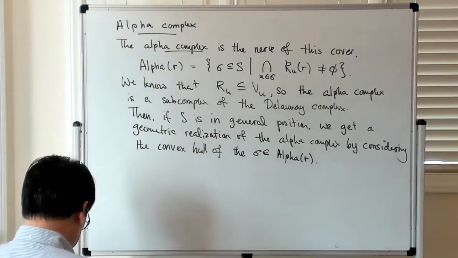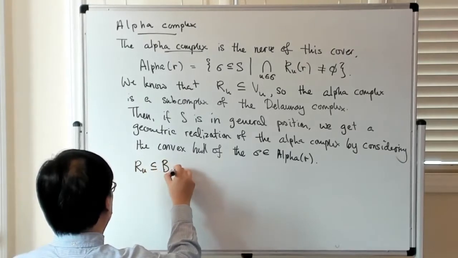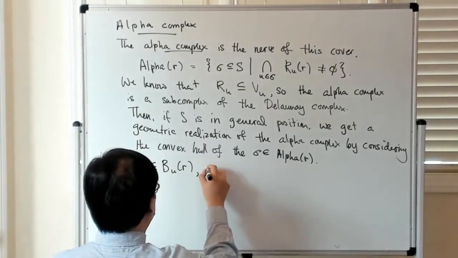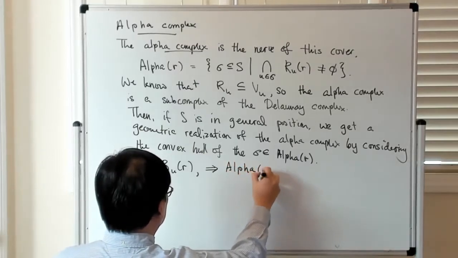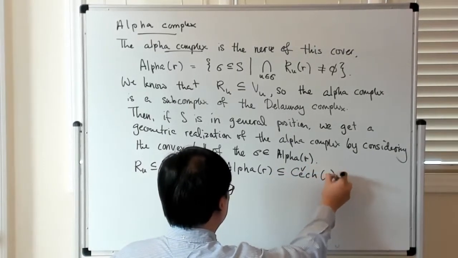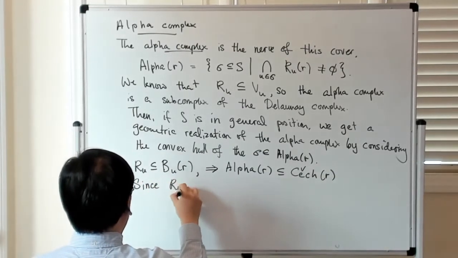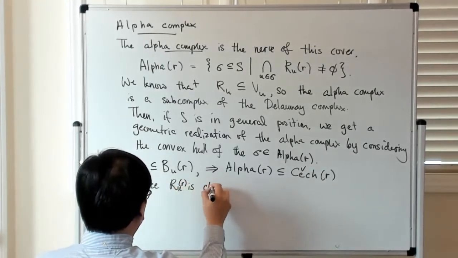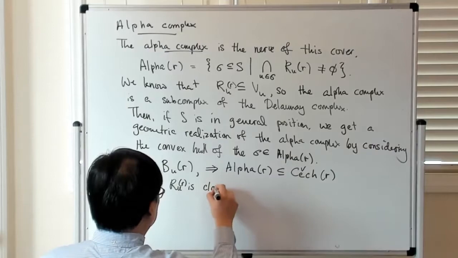Okay, so since RU is also contained in the balls, this also implies that something similar holds: that the alpha complex of radius r is contained in the Čech complex of radius r. And then since RU is both closed and bounded, I should say RUR is closed and bounded.